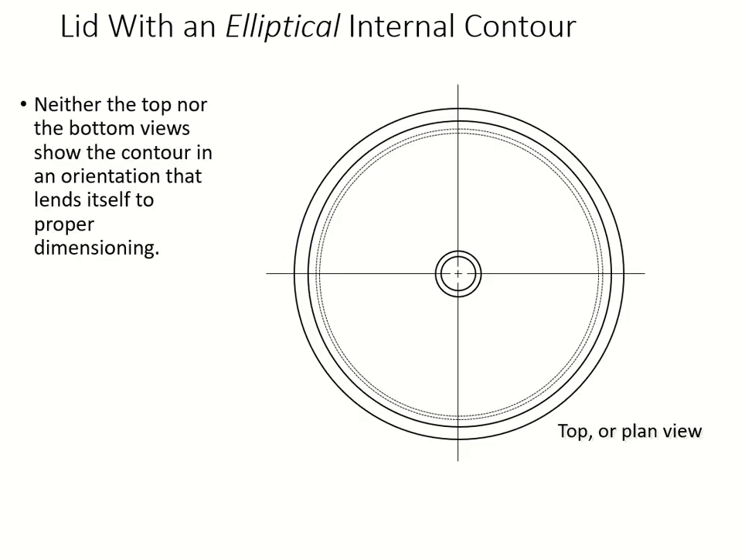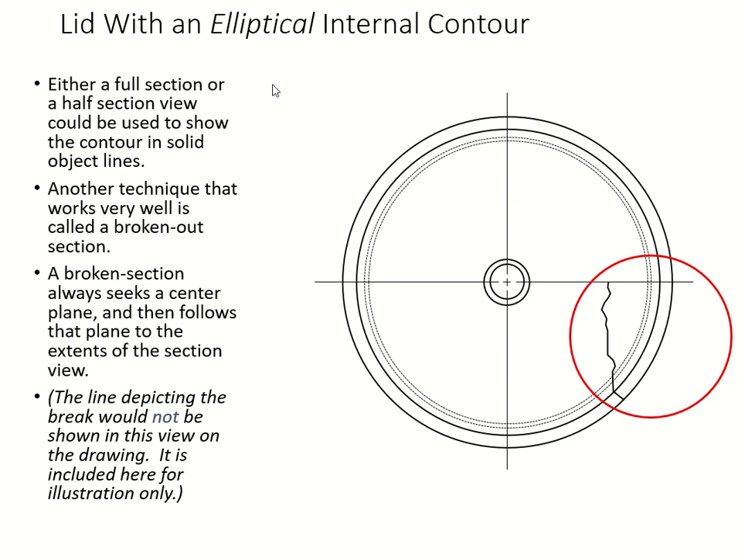All right. So when you look at our top view, this one is a top view, you can't actually spot your internal curve at all. So we've got to do sectioning. So here is our broken out section. Of course you can either do the full section cut or a half section cut to be able to see the internal contour, but we can also do a broken out section.